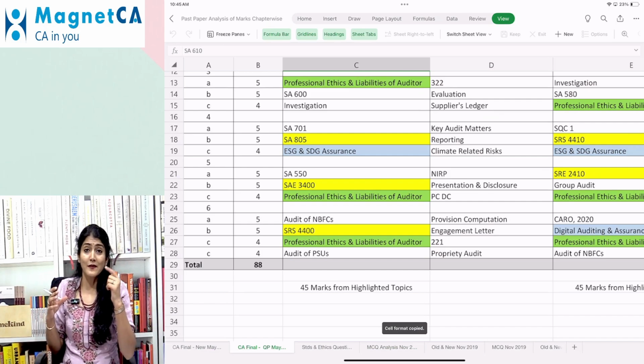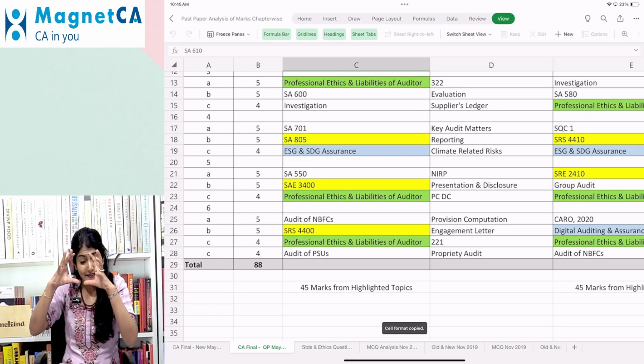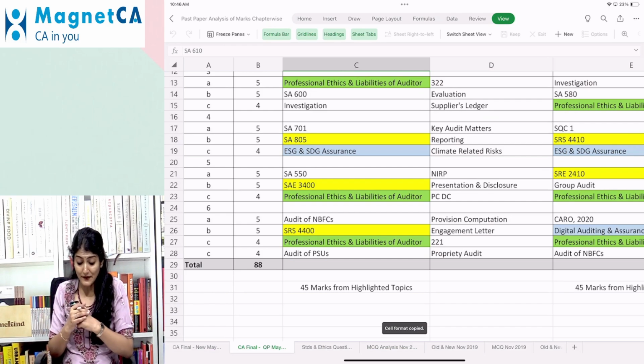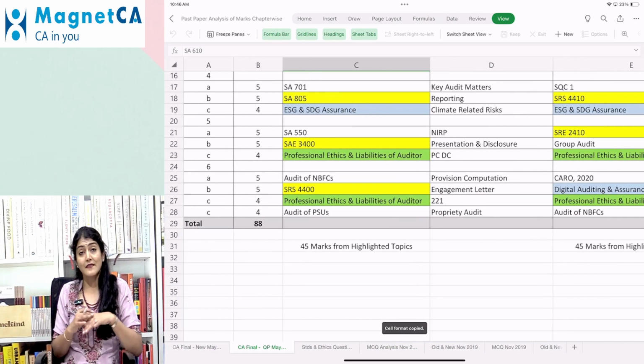So May 24, they asked a question regarding confidentiality. Now they've asked a detailed question over there regarding the PC, that is the professional competence and due care. Okay. Right, then the last question number 6, NBFC.